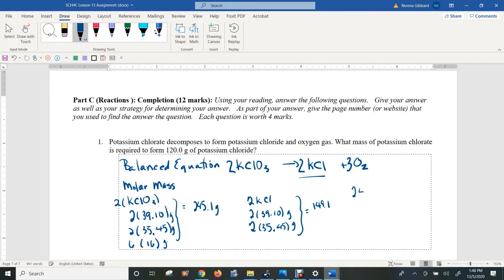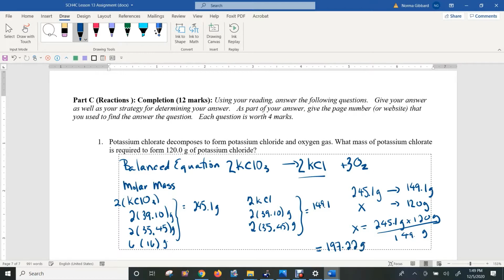So what do we know? Well, we know we have 245.1 grams producing 149.1 grams. And we know that we're trying to find how much potassium chlorate to produce 120 grams of potassium chloride. So now we're going to cross multiply. And do the math, and we get 197.22 grams. So what's our conclusion? Our conclusion is 197.22 grams of potassium chlorate required.